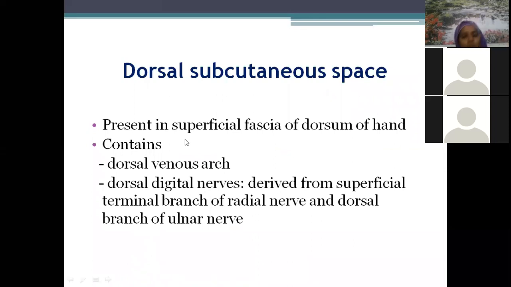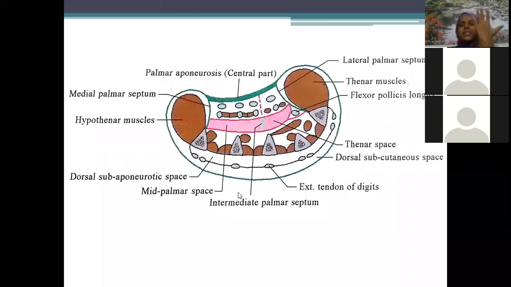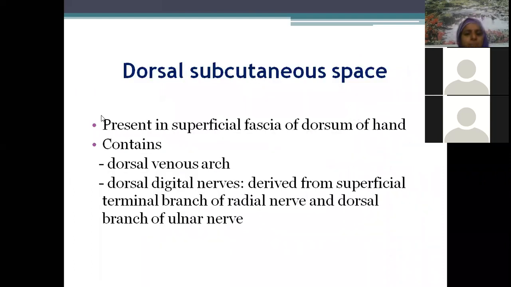So those were the 3 important spaces. These are all for our knowledge. Till now no question has come, but I hope you remember where it is present. Dorsal subcutaneous space: if you see, this is the dorsum of my hand, isn't it? If you just lift the skin, below the skin so much free space is available. That free space is nothing but the dorsal subcutaneous space. It is found in the superficial fascia of the dorsum of the hand. So we find the dorsal venous arch, which I discussed when I was talking about venous drainage of the upper limb, isn't it? What is the medial continuation of the dorsal venous arch?